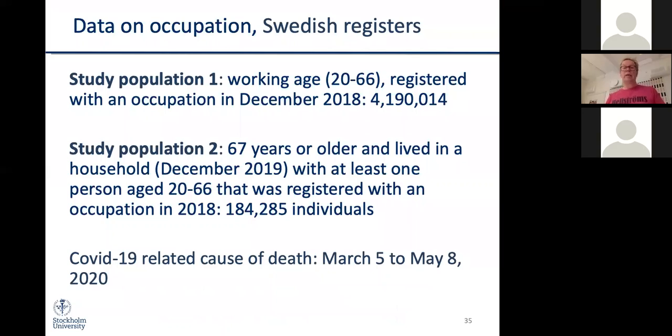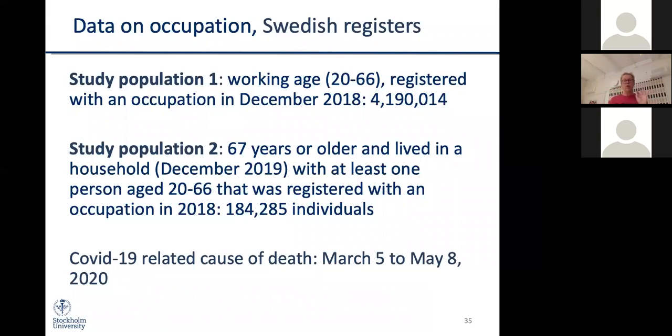And then we have two study populations. First, we have 4 million people of working age, and we look at their occupation, and then we see what the risk of mortality is. But we already know that mortality is fairly low in those ages, so we don't expect to find a very strong pattern.